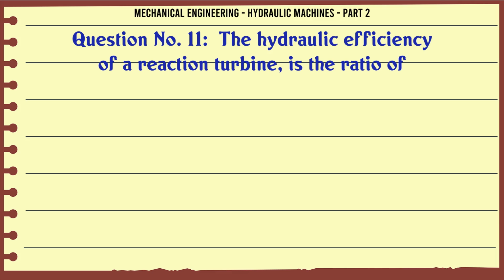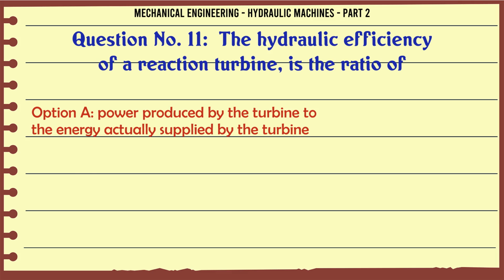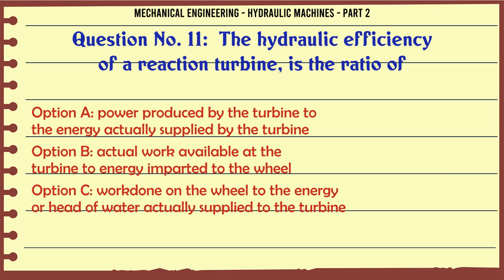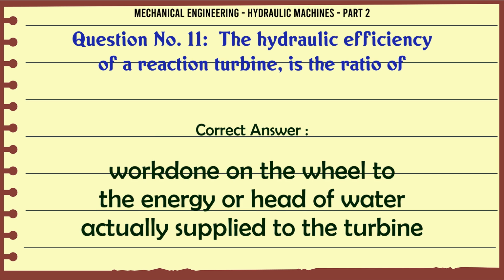The hydraulic efficiency of a reaction turbine is the ratio of A. power produced by the turbine to the energy actually supplied by the turbine, B. actual work available at the turbine to energy imparted to the wheel, C. work done on the wheel to the energy or head of water actually supplied to the turbine, D. none of the above. The correct answer is work done on the wheel to the energy or head of water actually supplied to the turbine.